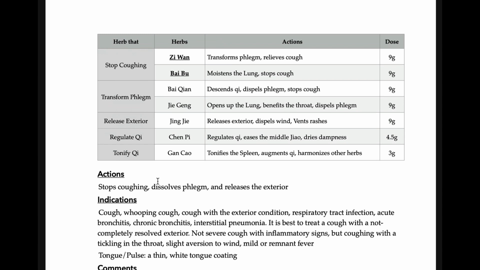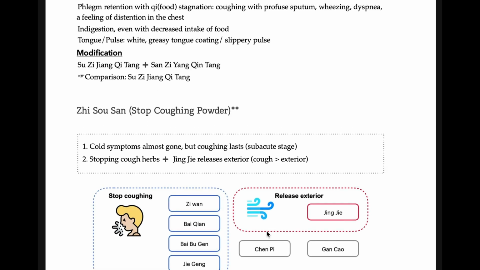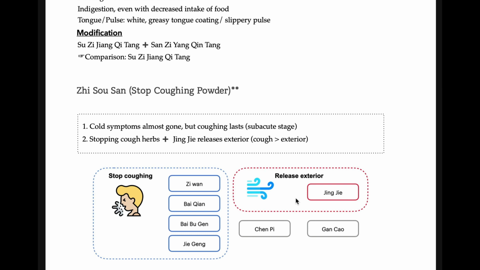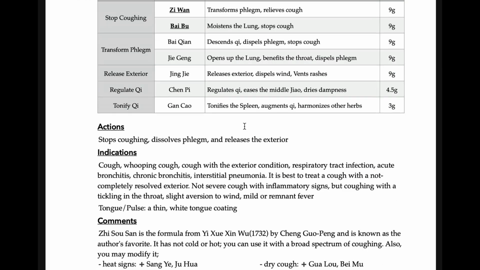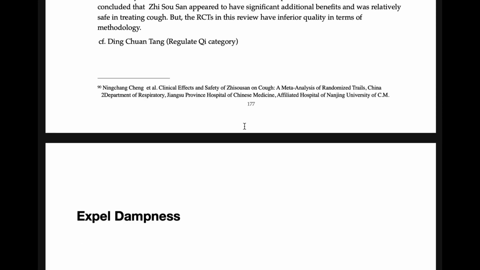So it treats coughing with exterior symptoms. Okay, and Jiegeng, Baibu, Baimugen, and Jigen all treat just coughing. There are not many rules. And Jingje is the only one that releases the exterior, so Jisosan is more focused on coughing. It is actually a very commonly used formula. It can be used for a variety of symptoms, not that cold, not that hot. That is Jisosan.